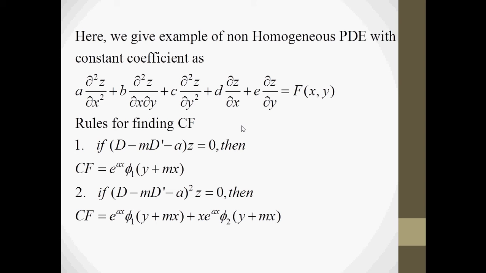Rules for finding the complementary function. Rule 1: if (D - mD' - a)z = 0, then the complementary function will be e^(ax) φ1(y + mx). Rule 2: if (D - mD' - a)^2 z = 0, then the complementary function will be e^(ax) φ1(y + mx) + x e^(ax) φ2(y + mx).